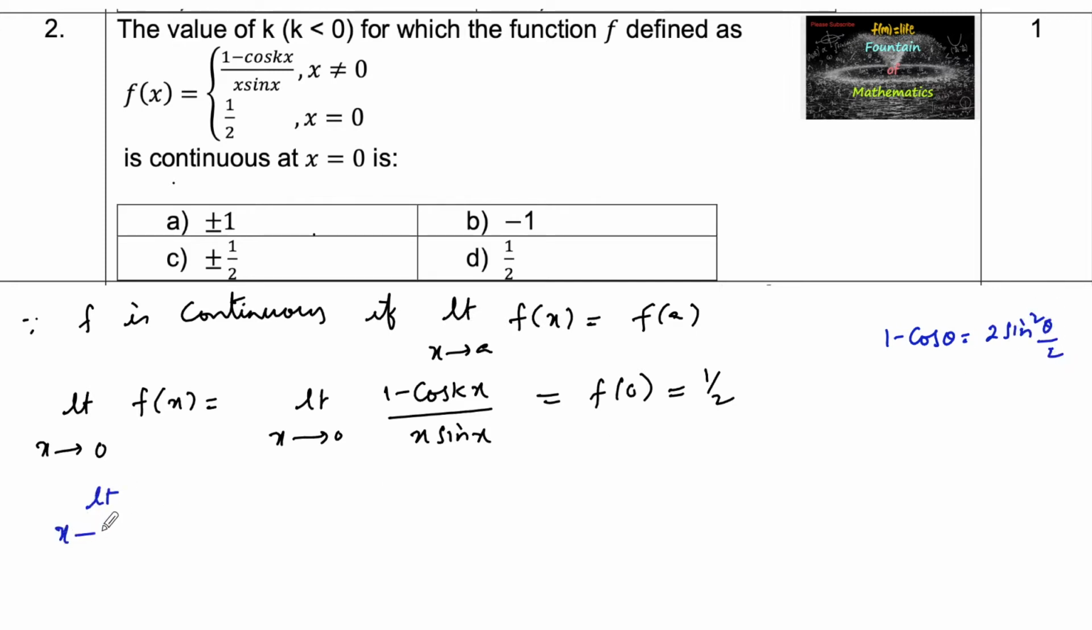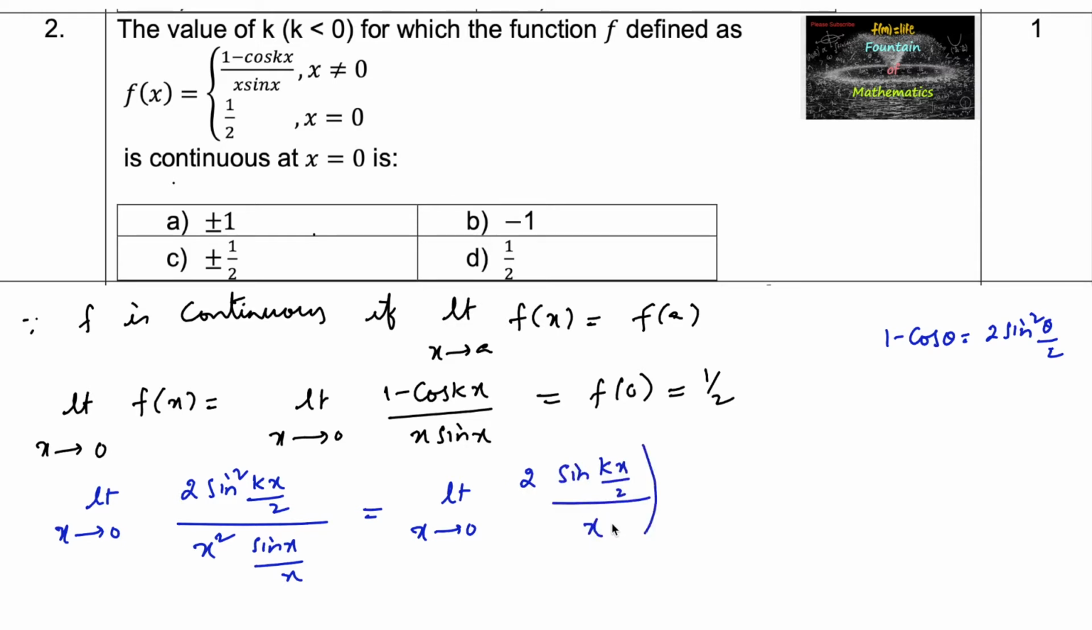So therefore we can write limit x tends to 0, 1 minus cos kx we can write 2 sin square kx upon 2 divided by, here let us multiply and divide with x, x square into sin x upon x. So which is equal to limit x tends to 0, 2 sin kx upon 2 divided by x whole square into 1 upon sin x upon x. And also we know that limit x tends to 0, sin ax upon x is equal to a.